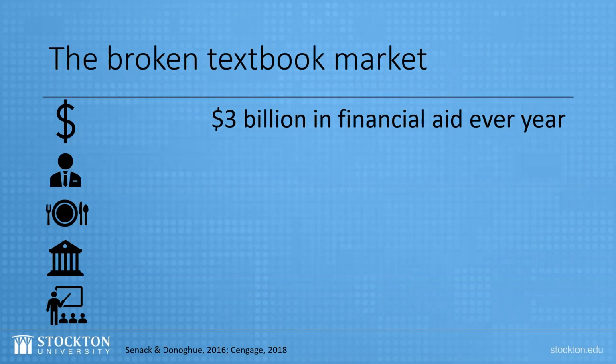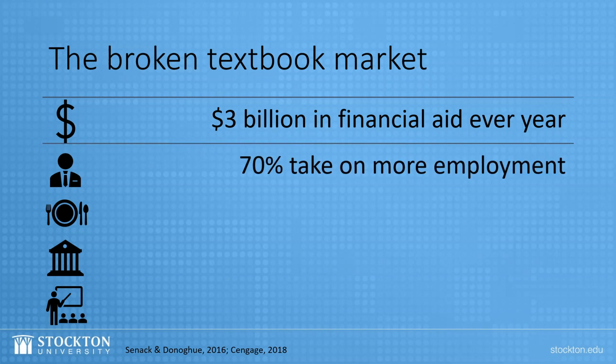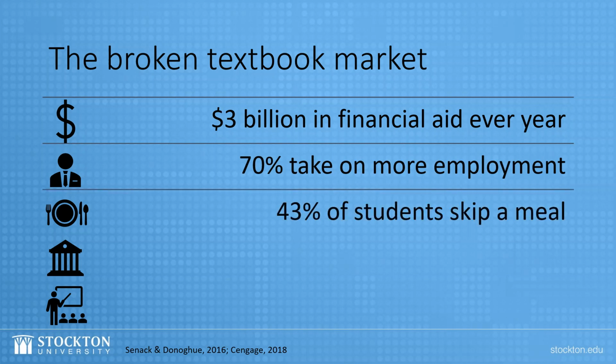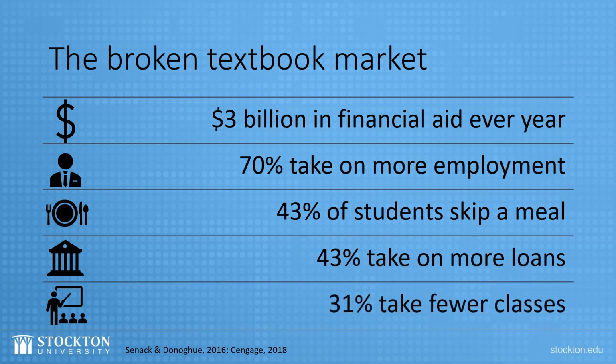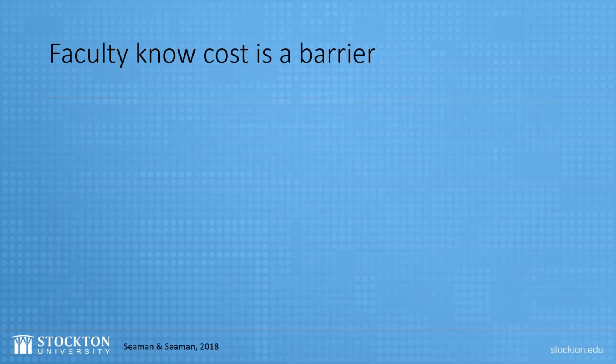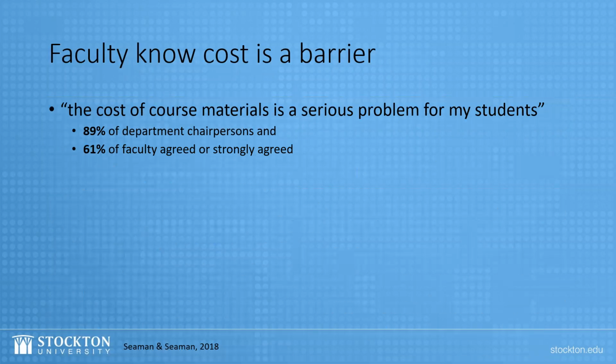The textbook market is pretty broken. About $3 billion in financial aid every single year goes directly from student accounts to commercial publishers. As a result of these high textbook costs, students are taking on more employment, they're skipping meals, they take on more loans, and they take fewer classes. So this is affecting students' physical health, it's affecting their persistence inside of school, and it's affecting their long-term financial health as well.